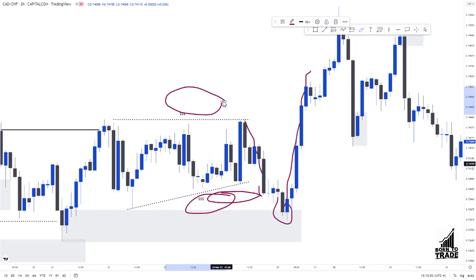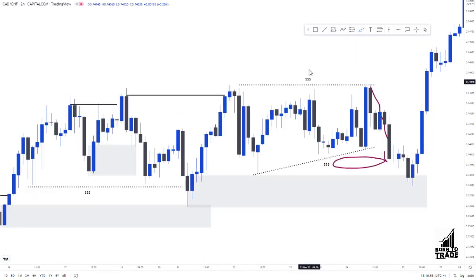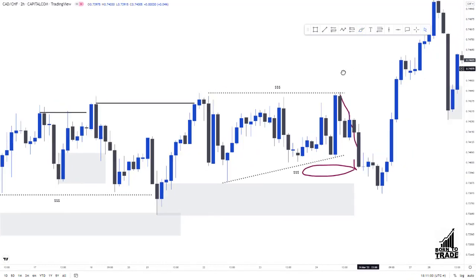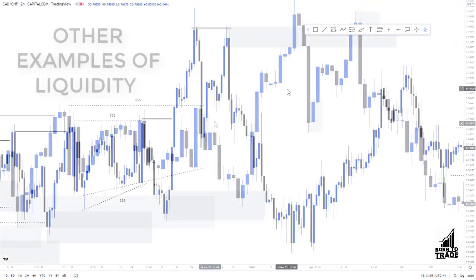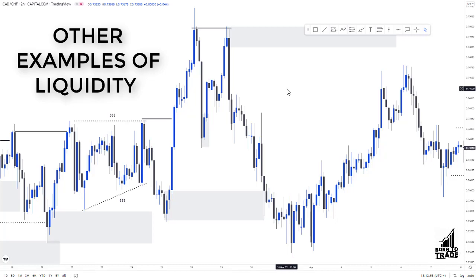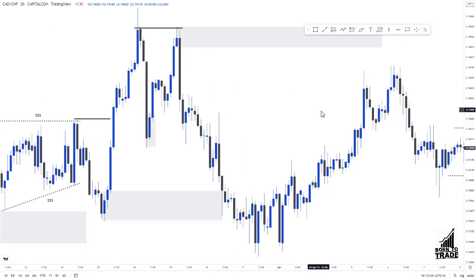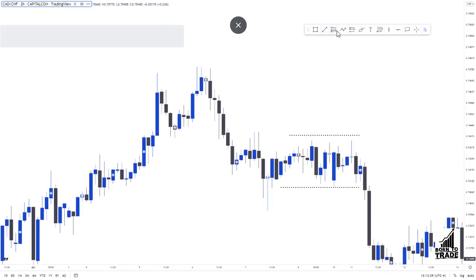So this is how you can combine supply and demand with break of structure together with liquidity. I want to show you a bonus example. I'm just calling it a bonus example of liquidity in the market. So let's move forward. What can we see here? Right here we got equal highs and equal lows.